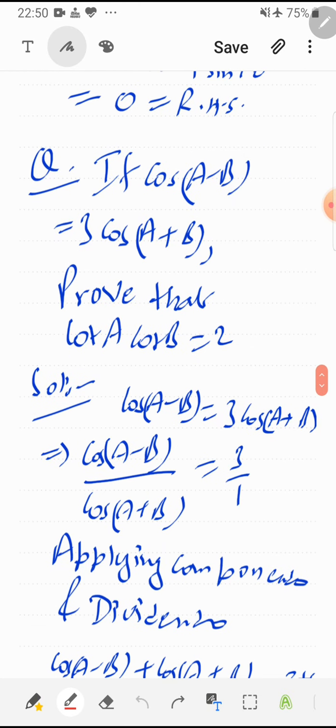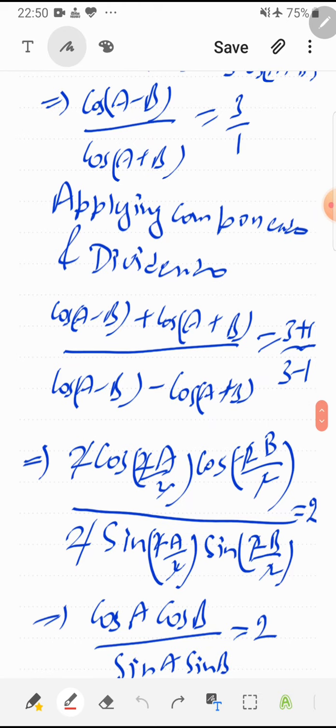Next is, if cos of a minus b equals 3 cos of a plus b, prove that cot a cot b is equal to 2. Here we have cos of a minus b equal to 3 times cos of a plus b, so shifting cos of a plus b to the left hand side, we have cos of a minus b upon cos of a plus b is equal to 3 by 1.